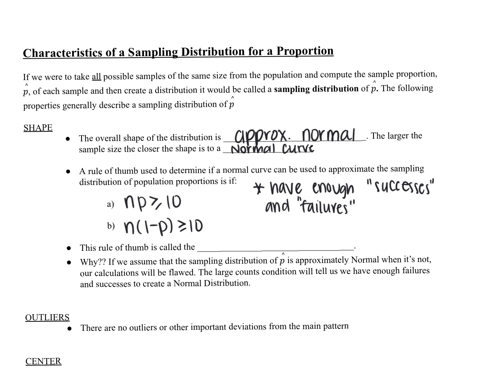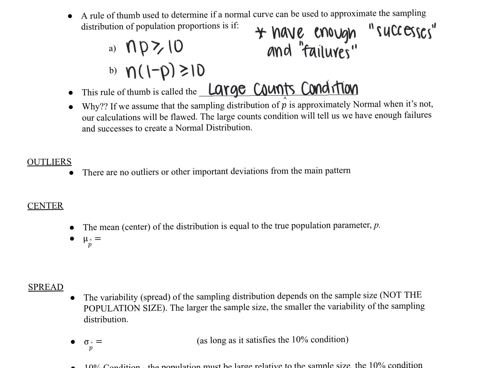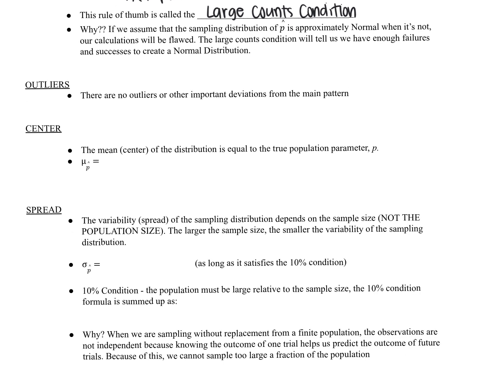This rule of thumb, or this condition, is called the large counts condition. As long as this condition is met, we can say that our sampling distribution is normal. Next one is outliers. This is the one we're not really going to talk about, because the nice thing for us is there's never going to be any outliers or important deviations. So you don't have to worry about outliers.